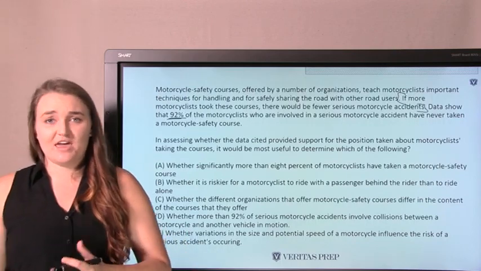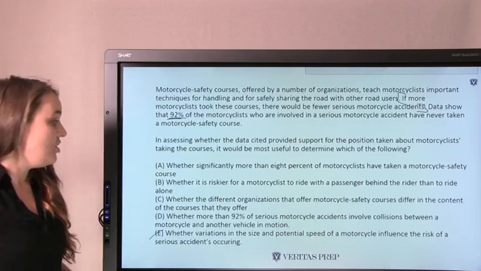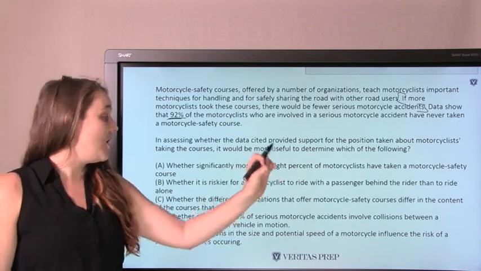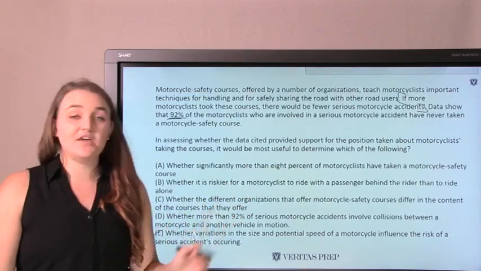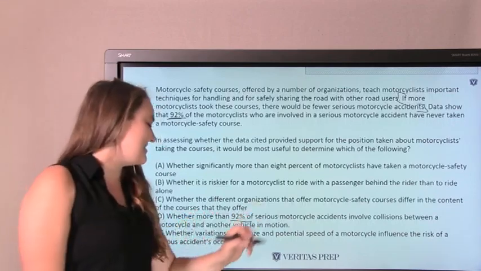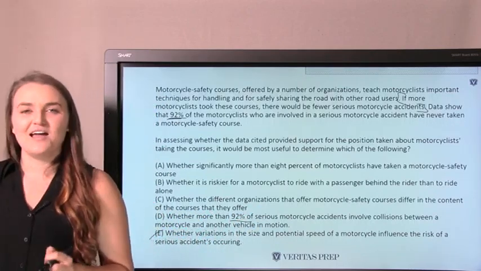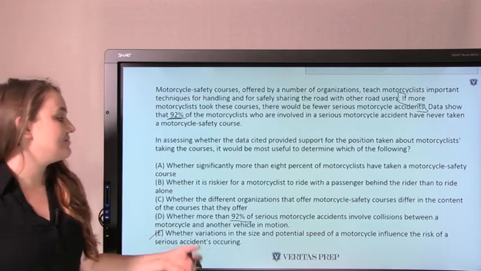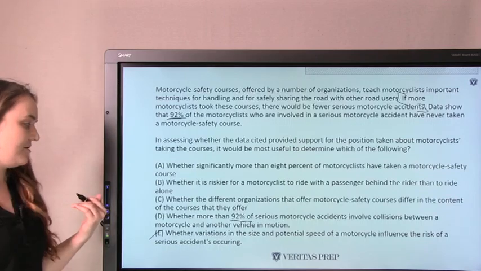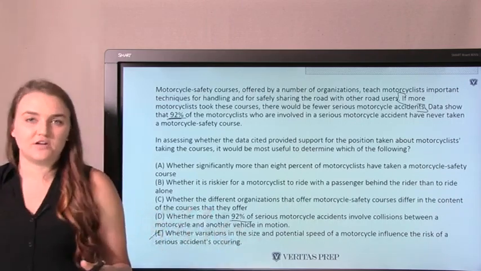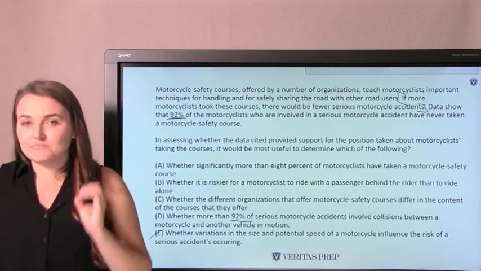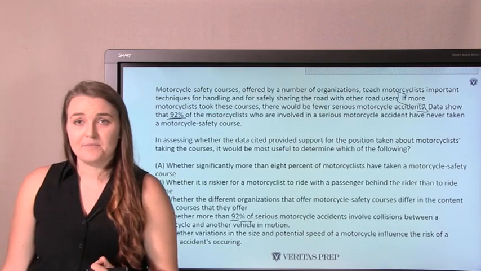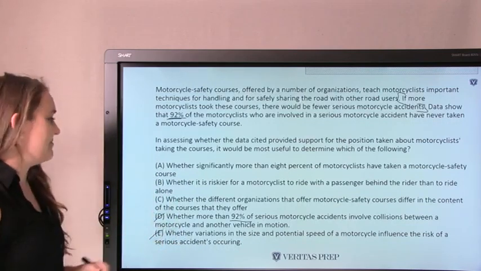It doesn't leave us with a likely valid or likely invalid argument, nor does whether more than 92% of serious motorcycle accidents involve collisions between a motorcycle and another vehicle in motion. Now they've kind of tried to trap us into saying, hey, I saw that statistic before, it must be my correct answer. But if I think about this, right, if I answer that yes, more than 92% involve collisions with another vehicle, or no, they don't involve collisions with another vehicle, again, it doesn't make or break my argument. And that's what I'm looking for out of an evaluate the reasoning question, right? So answer choice D is out of the mix as well.